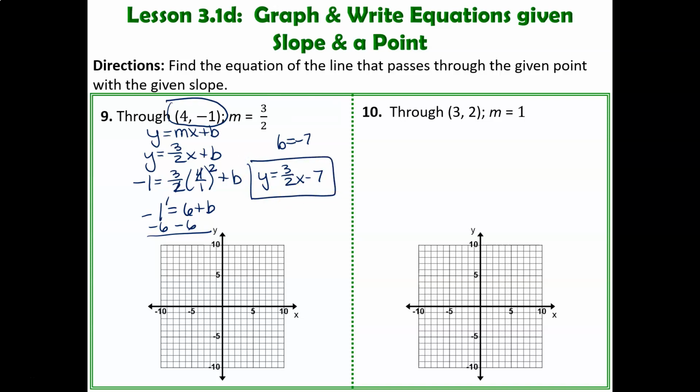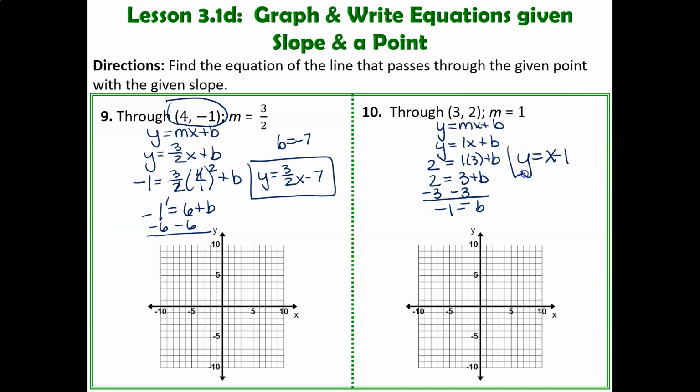All right, so let's do number 10 together. Here's what we're shooting for. And I'm actually going to plug the 1 in so we can do the math. So I have 1x plus b. I'm going to put in the 2 for the y, the 3 for the x. So I have 2 equals 3 plus b. I'm going to subtract 3 from both sides. So b is -1. So my equation is y equals x minus 1.